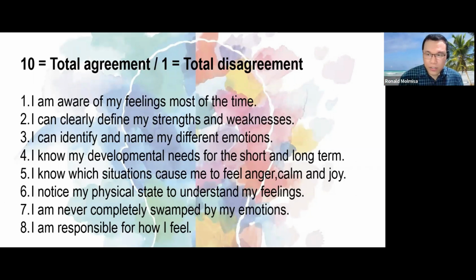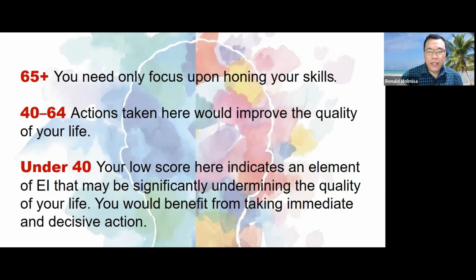Okay, so pag in-add nyo na siya, ito ang metrics niya. 65 plus, you need only focus upon honing your skill or skills. 40 to 64, actions taken here would improve the quality of your life. So keep on improving. And under 40, your low score here indicates an element of EI that may be significantly undermining the quality of your life. So if your score would be 39 pababa, well, you really need this seminar para mas lalong mag-improve.